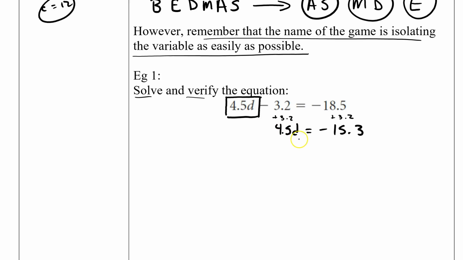Now, I'm noticing 4.5d equals negative 15.3. Now, this is something that you've seen before. No problem. The remainder of it is just one step. I know that 4.5d, d is multiplied by 4.5. So we need to divide both sides by 4.5. And it's really important that I don't just put down 1 and divide it by 4.5, okay? Each side needs to be divided by 4.5. 4.5 divided by 4.5 is simply 1, so we're left with d on this side.